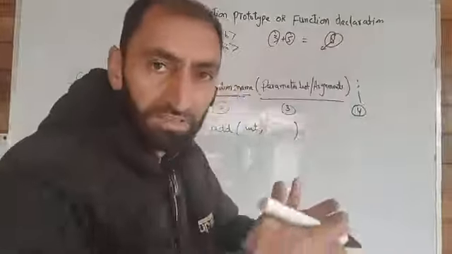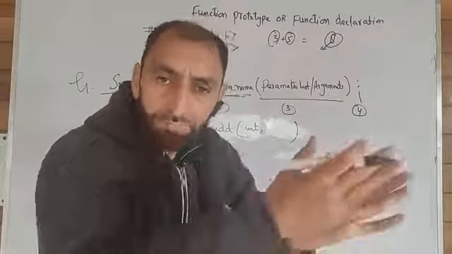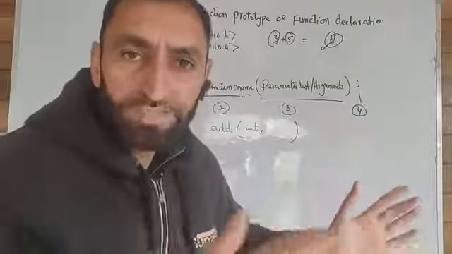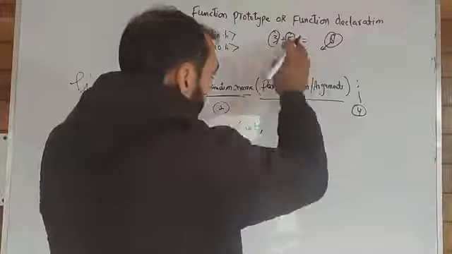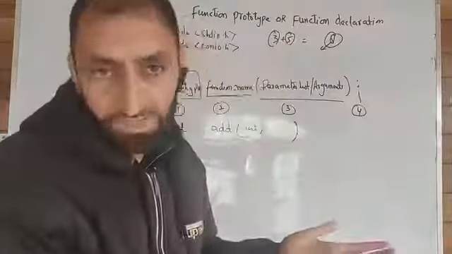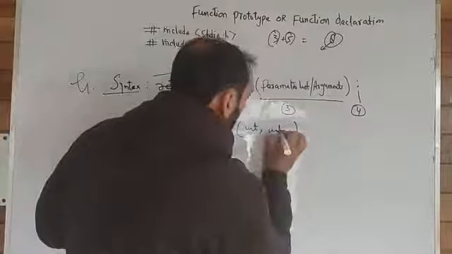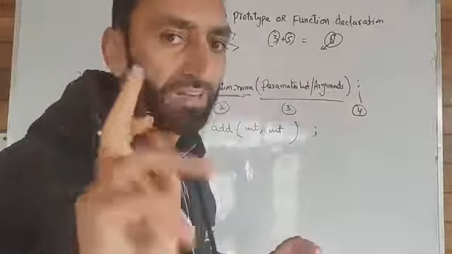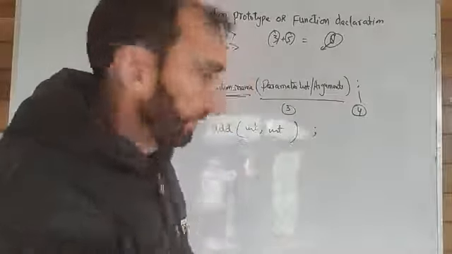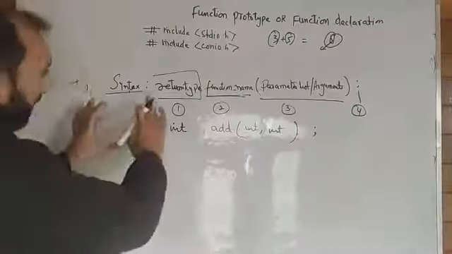How many parameters are we going to pass? These parameters are going to be separated by using the comma operator. And the second one is 5. That means both 3 and 5 are integers, so we write int again. And after that, this semicolon. This semicolon is mandatory. Don't forget writing this semicolon when you are going to write the prototype of any function.